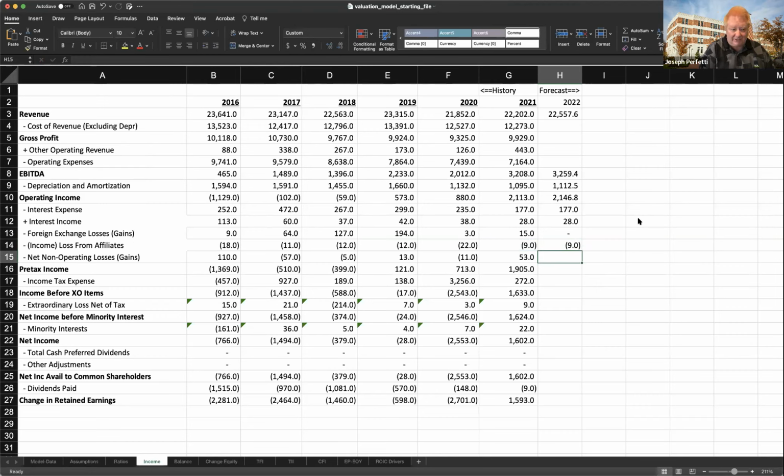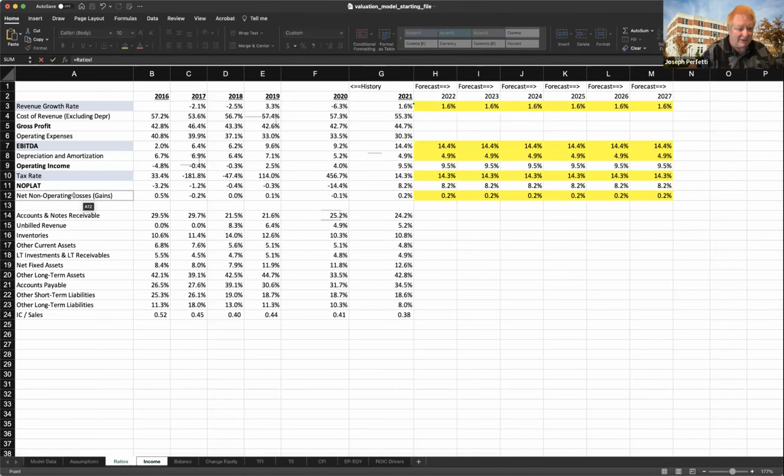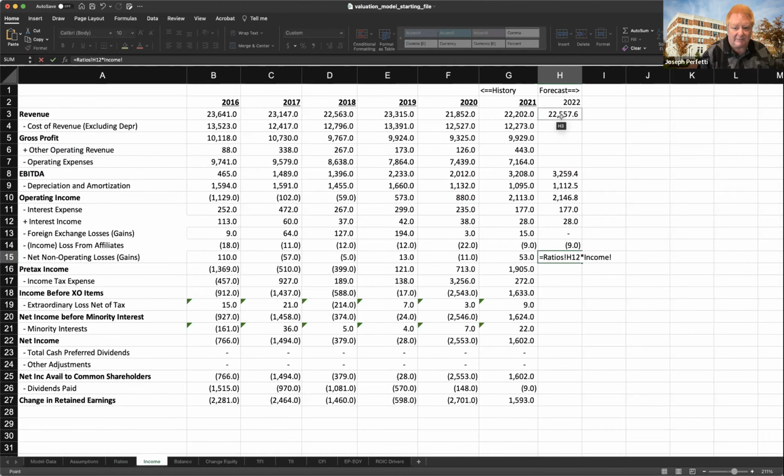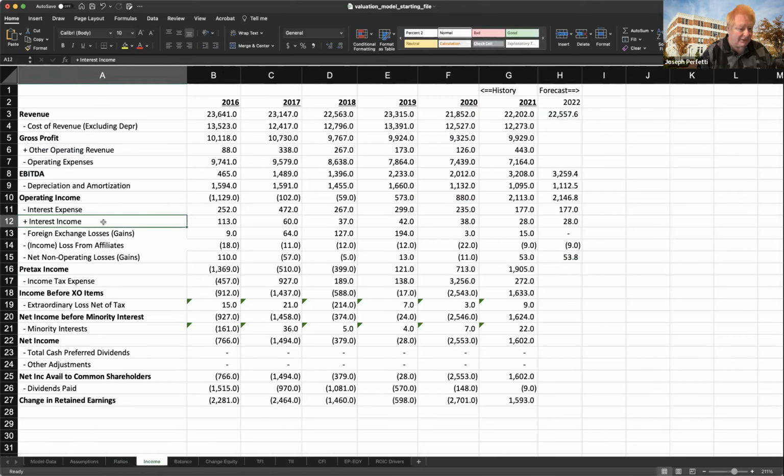And the final item here is non-operating gains or losses. That was a ratio. So for cell H15 equals, from the ratios tab, non-operating gains and losses as a percentage of sales, H12 times income, H3. 53.8 million non-operating gains and losses. So operating income minus interest plus interest minus equals pre-tax income. Okay.